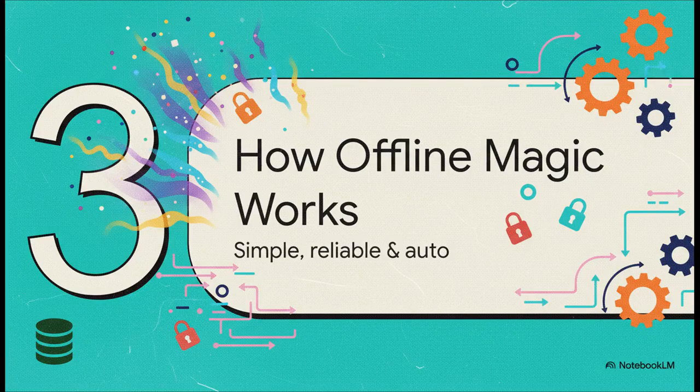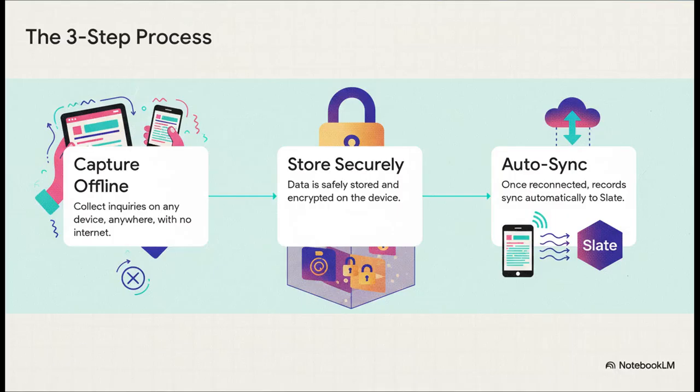And that brings us to the really cool part. How does all this offline magic actually happen? Well, the whole process is designed to be incredibly simple, totally reliable, and best of all, automatic. It really just boils down to these 3 steps. First, your recruiters capture every single inquiry on a tablet or a phone completely offline, no internet needed. Second, all that precious data is stored and fully encrypted right there on the device, so it's totally secure. And third, this is the best part, the moment that device gets back online, boom, all of those records automatically and securely sync right into Slate. No buttons to push, no files to upload, it just works.